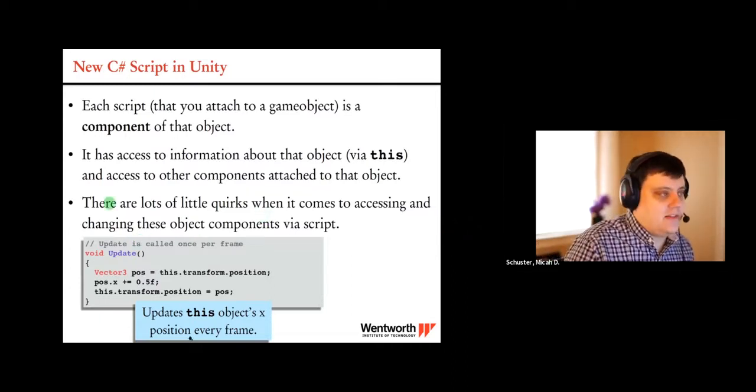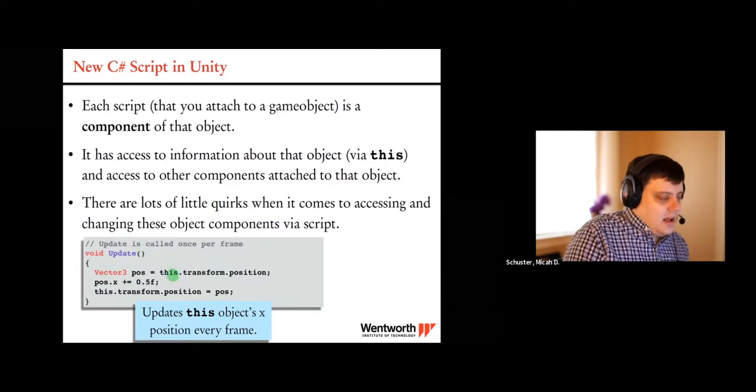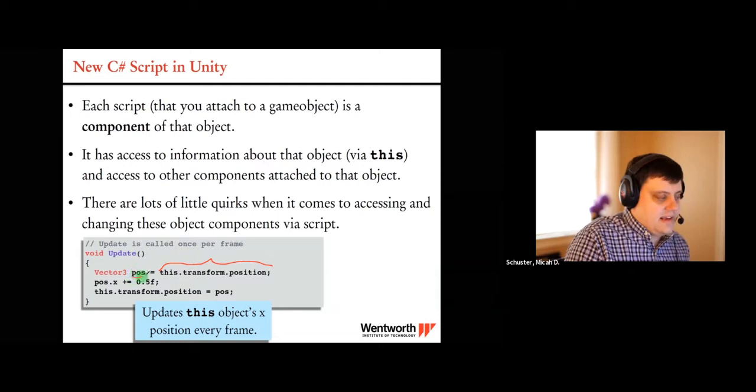There's lots of little quirks when it comes to accessing and changing other components of a game object. We're going to code something like this up, but not at this very moment. But I wanted to point out something here, where I'm grabbing this transform.position, saving it into a position variable, this pos variable, and then I'm changing the value of the x component, and I'm saving it back. Now, you might think, all right, he did this in 3 lines. Couldn't you just say this.transform.position.x plus equals 0.5? Why can't you do this in 1 line?